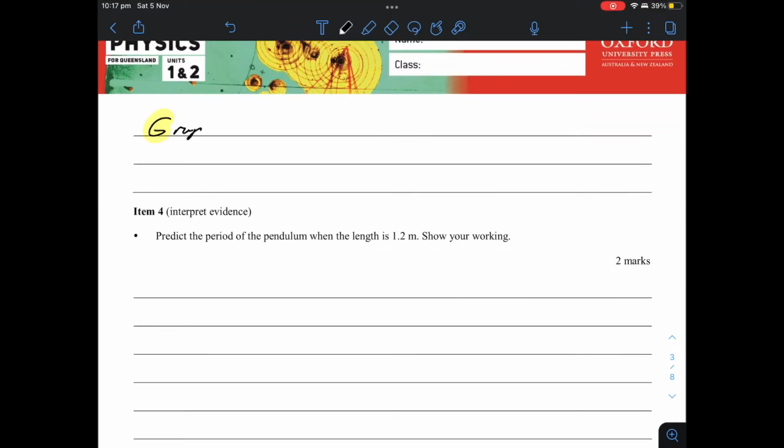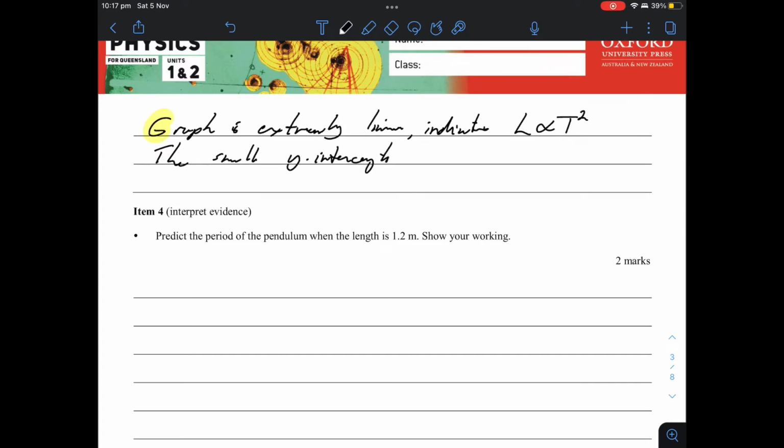So what we want to do is basically say that the graph is extremely linear, right? So this plot of L versus T squared indicates that L is proportional to T squared, or T squared is proportional to L, or T is proportional to the square root of L. That's the way you can put it. Right, there's a tiny y-intercept that is probably a systematic error. Right, it should be neglected.